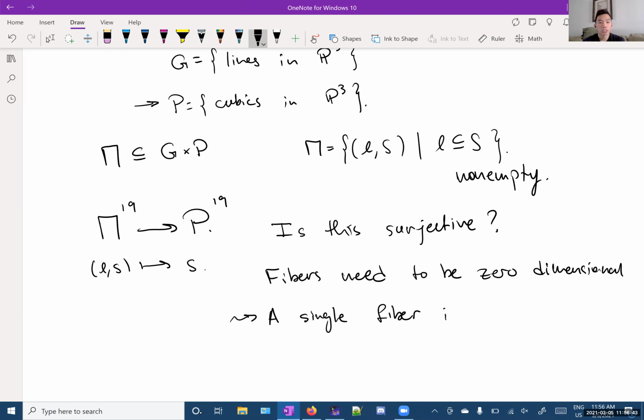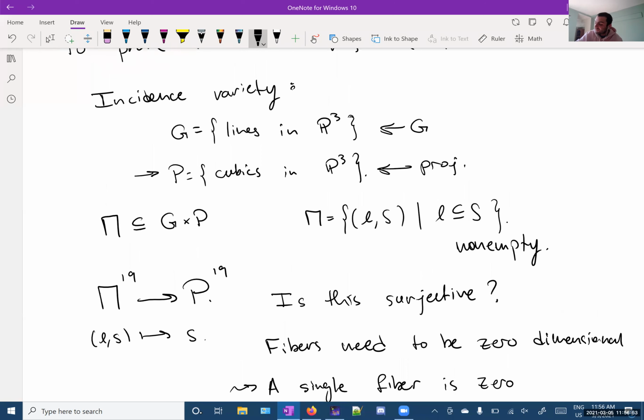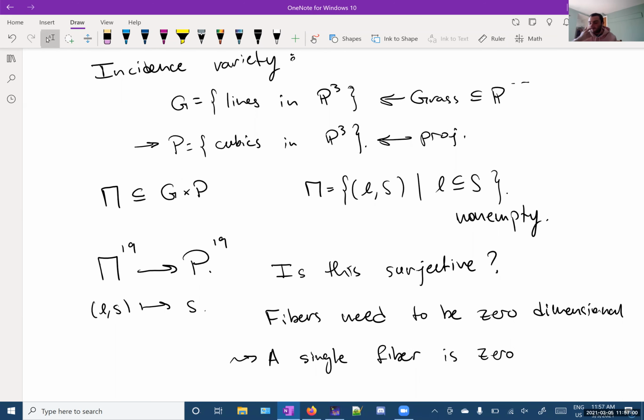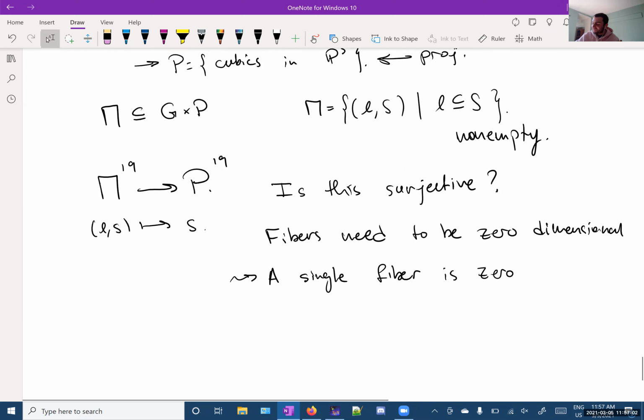Are these spaces compact? Yes, they're all projective, actually. This is actually a projective space. And then this is a Grassmannian, which is actually contained inside of some big projective space. So yeah, they are compact, if we want to say this.